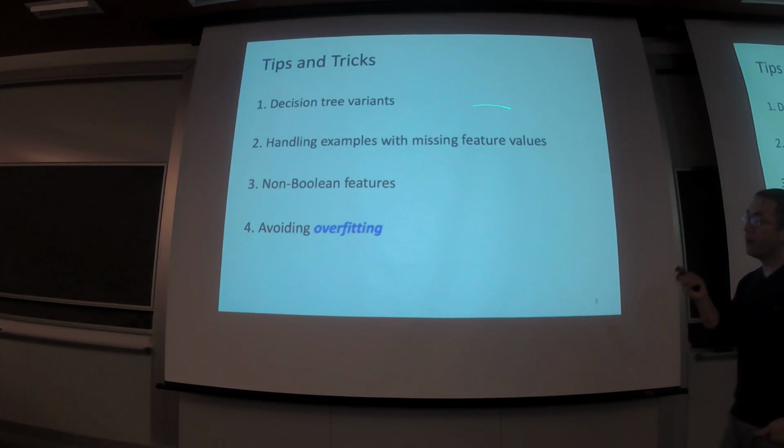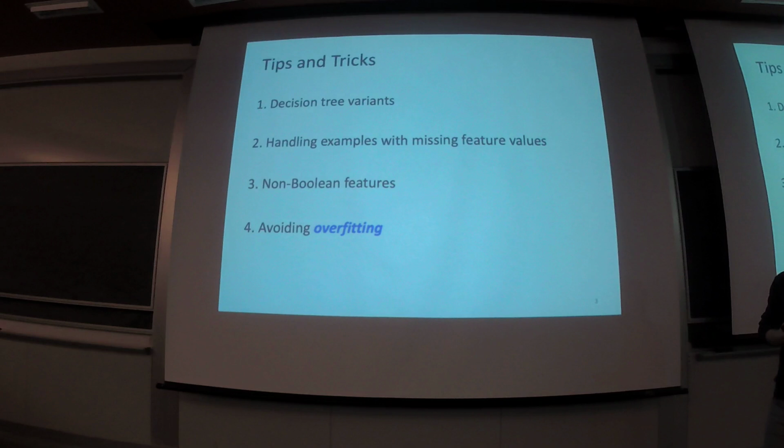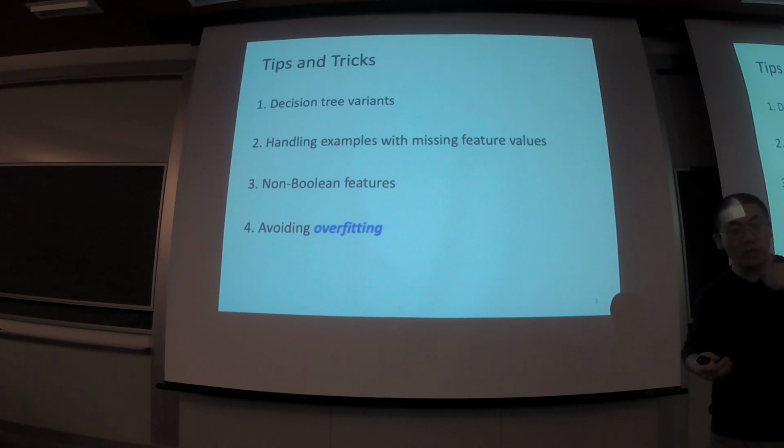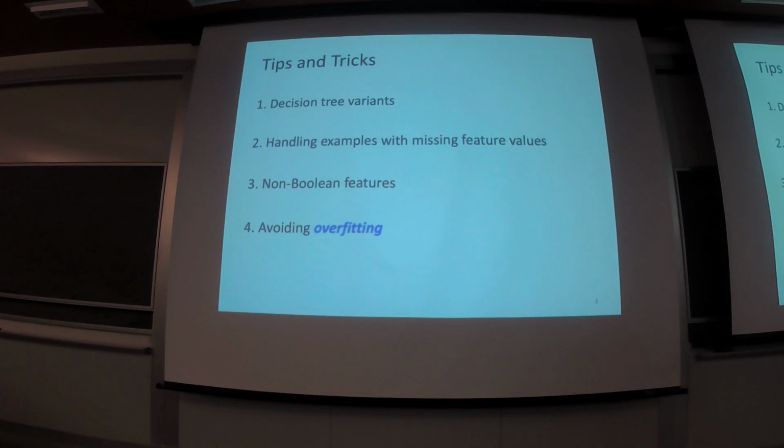And then we'll talk about tricks to handle examples with missing feature values. That's pretty common in practice. How can we predict the example when some feature value is unknown? Or how can we train our decision tree from the training set with examples missing several feature values?